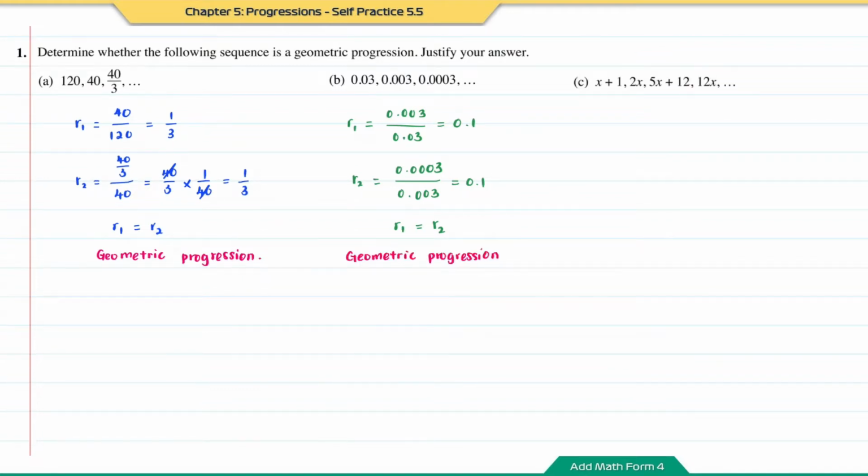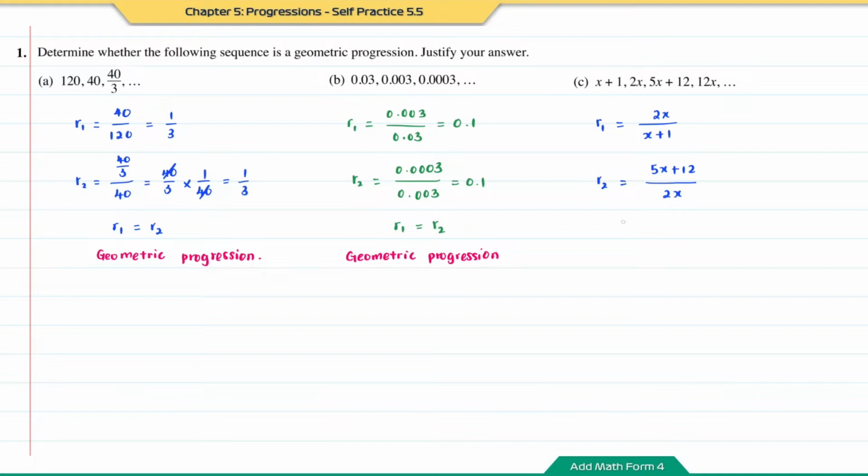Question C. Even though the sequence given here is in the form of algebra, to determine whether it's a geometric progression or not, we still need to find the ratio between any two consecutive terms. First, I'm going to find the ratio using the term 2x and the previous term, which is x plus 1. As we cannot simplify from here, this will be the first ratio that we find. If we continue, I'm going to use the term 5x plus 12, and divide it by the previous term, which is 2x.